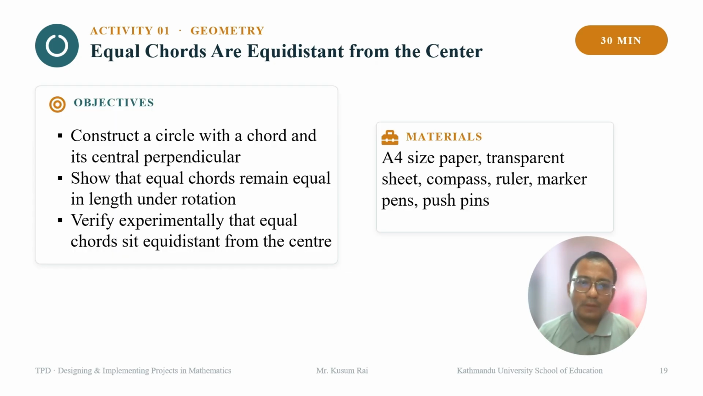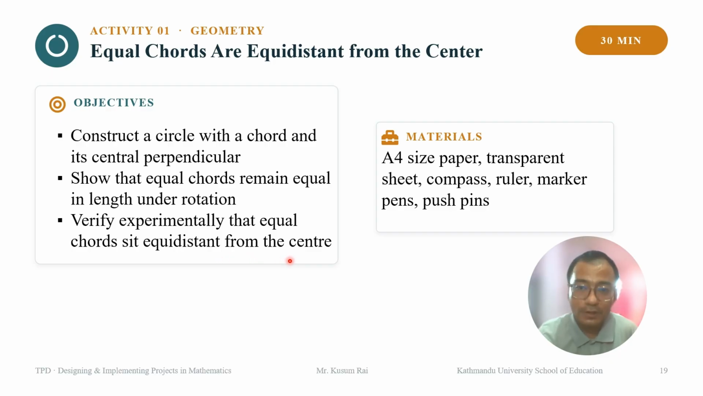Now, equal chords are equidistant from the center, that is the activity. For this, our main objectives are kept here. Construct a circle with a chord and its central perpendicular. It shows that equal chords remain equal in length under rotation. In this way, verify experimentally that equal chords sit equidistant from the center.